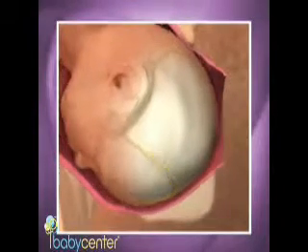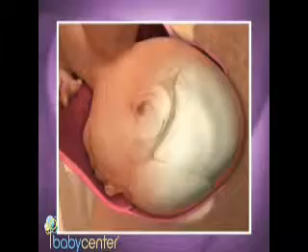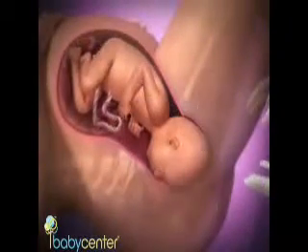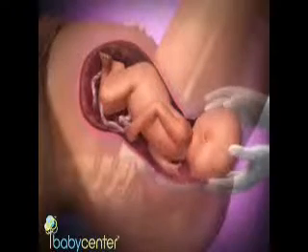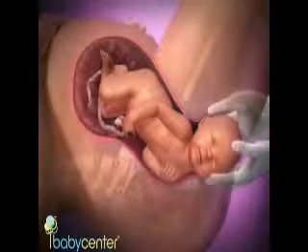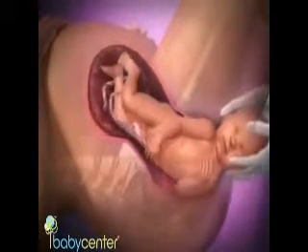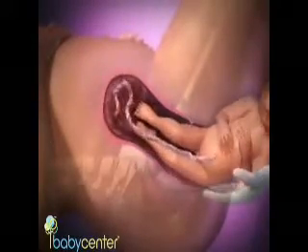The 3 bones of the baby's skull will overlap. And slowly, after several pushes, the baby will be born. And the placenta is detached.